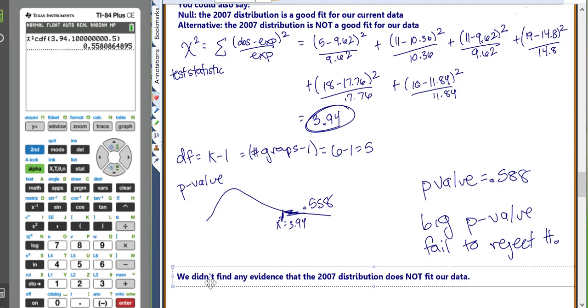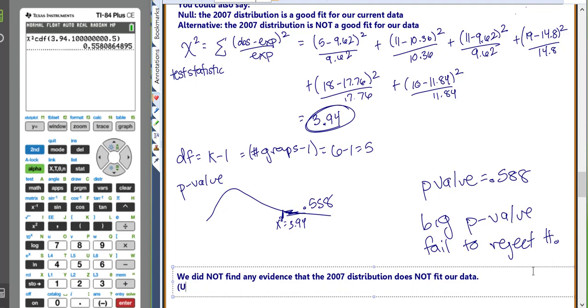Notice this is a double negative. It's just the way it is. Okay, so we did not find any evidence to say that it does not fit our data. I always think of this then as, until further notice, we may as well keep using the 2007 distribution. If we didn't find any reason to think that it doesn't work, we may as well just keep using it.